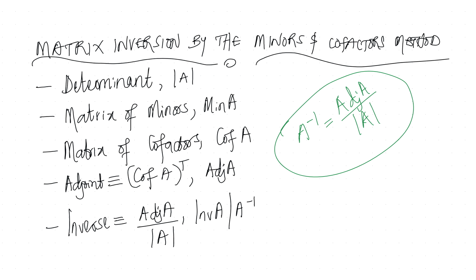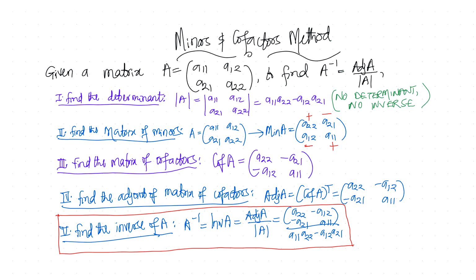Just like I explained to you, to find the inverse of a matrix using the minors and cofactors method, given a matrix A like that, a 2 by 2 matrix, that is, you have A11, A12, A21, A22, and you are required to find A inverse, which I already told you is equal to the adjoint of A divided by the determinant of A. Now, it is important to know that no determinant, no inverse.